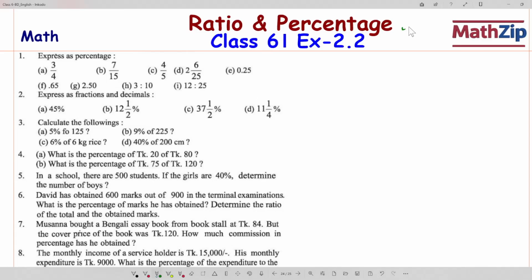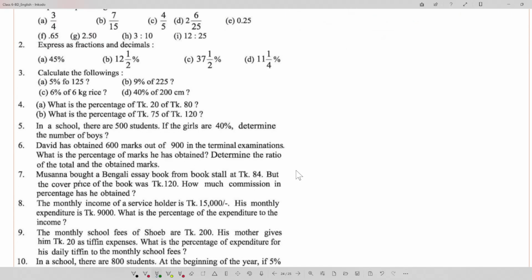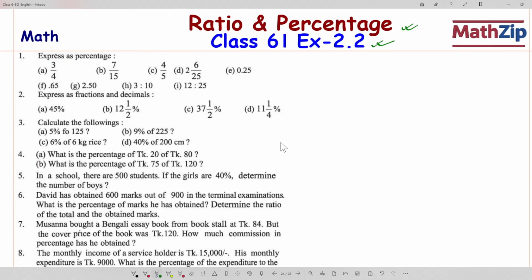Ratio and percentage, class 6, exercise 2.2, we are going to start. This chapter has lots of questions. Step by step we will try to solve everything. Welcome to Magic. Today we will express as percentage.